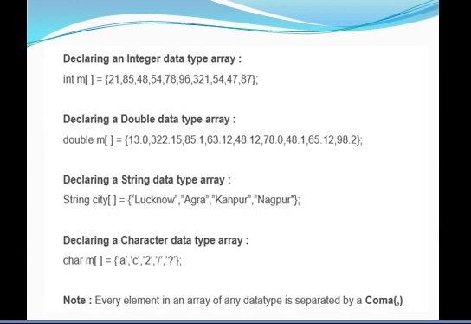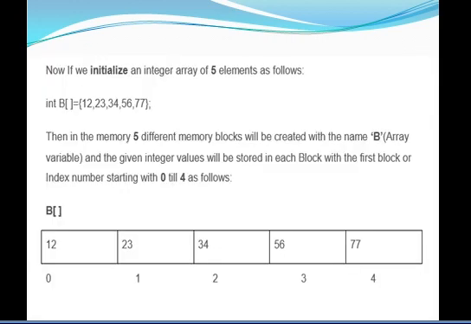So on this slide, we are talking about declaring the arrays of different data types. So see the example. In the first example, I am taking an integer type of array wherein I am storing all the values within the curly braces. Similarly, in the second example, I have a double data type array. In the third example, I have a string data type array. See, each value of string will be within double quotes. And in the next example, I have a character type of array where each value is within a single quote. You need to note that every element in an array of any data type is separated by a comma. So you need to understand that.